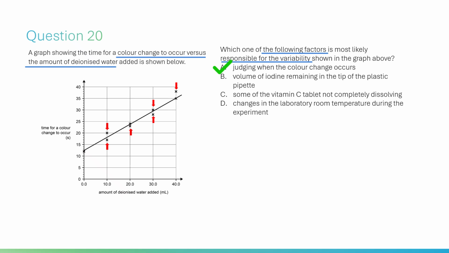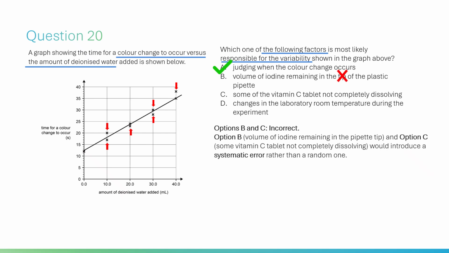Options B and C, incorrect. Option B, volume of iodine remaining in the pipette tip, and option C, some vitamin C tablet not completely dissolving, would introduce a systematic error rather than a random one. If vitamin C fails to dissolve fully, the concentration is consistently lower than intended.